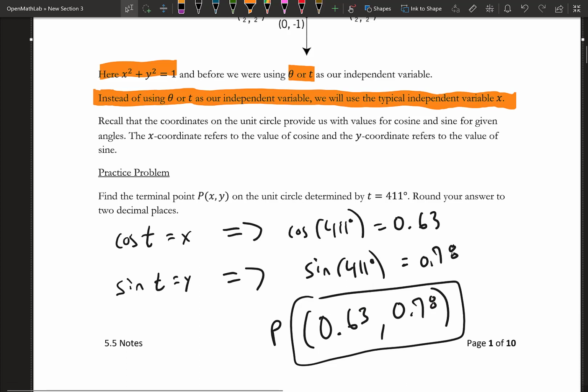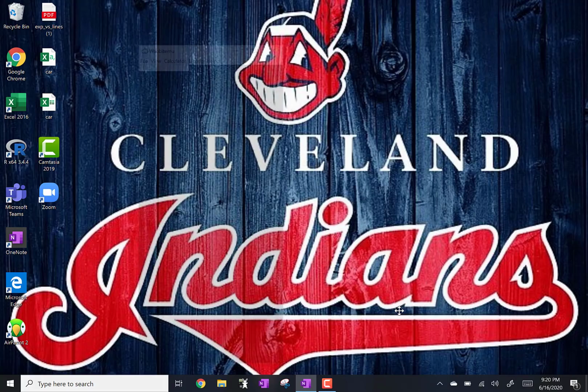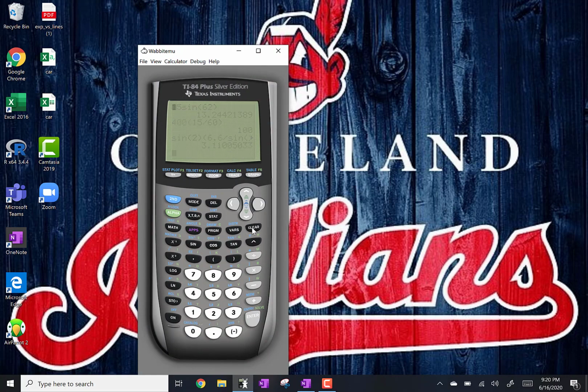So don't forget when you're doing these, you want to make sure your calculator's in degree mode in this case. You'd go to mode, make sure we're in degrees, which I am, and then I can just take cosine of 411 and sine of 411, and I can get those values.